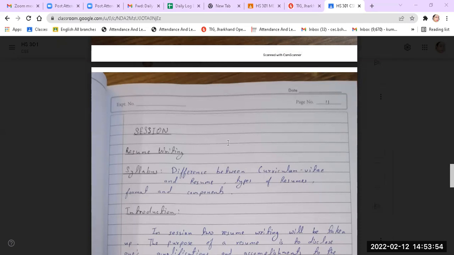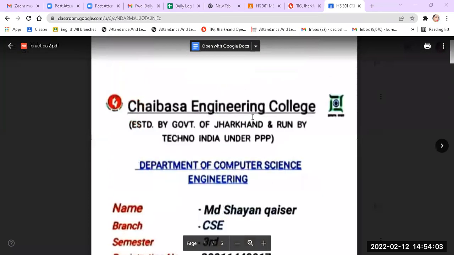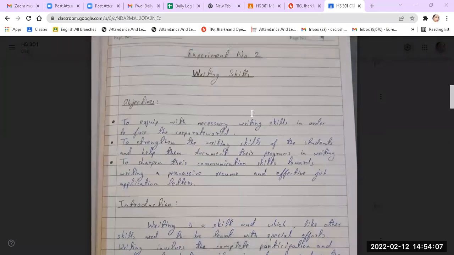Different pose, different pouts of your lips, I just don't want to see. Please take the screenshot of these things. Experiment number 2. You have to write.